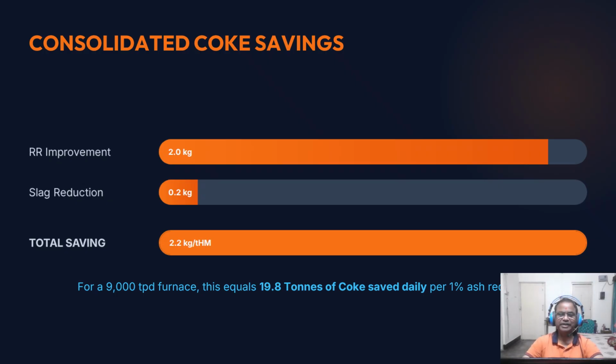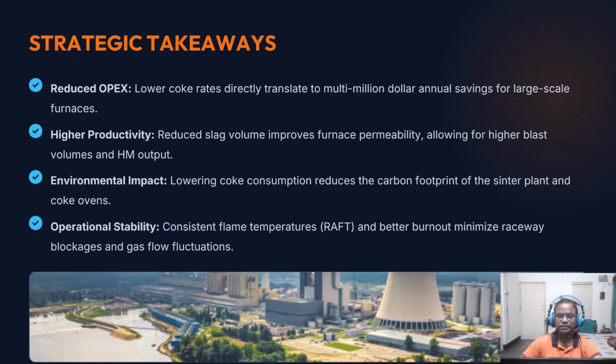Now coming to the stability and environmental situations. In conclusion, we can say that ash reduction is about operational stability and sustainability. We achieve consistent flame temperature, minimizing raceway blockages and significantly reducing the carbon footprint of our coke ovens. So we can say we have a cumulative benefit while making a minor change in the reduction of ash in PCI coal.